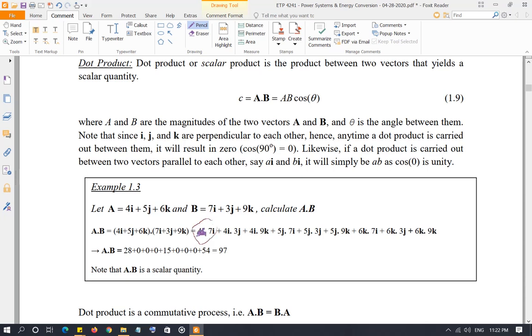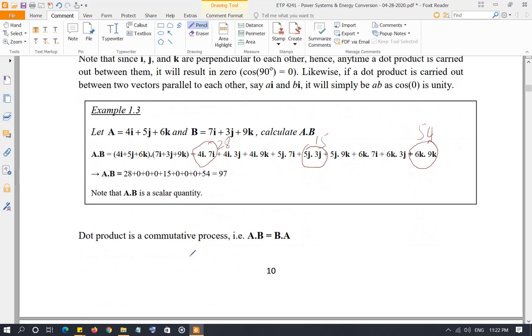And that's what you see over here. So you have 4 times 7, 28, and then you have 5j dot 3j, 15, and then finally you have 6k dot 9k, 6 9s are 54, right? So your final product is going to be 28 plus 15 plus 54, which is 97 right here. And of course the dot product produces a scalar quantity that does not have any direction associated with it. It's also a commutative process. Irrespective of which way you are performing the dot product, your result will always be the same.